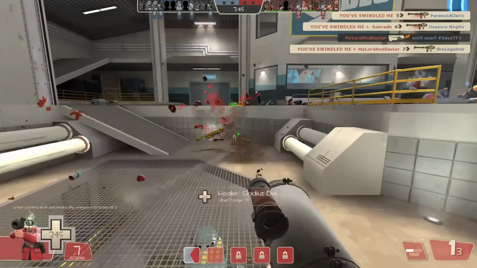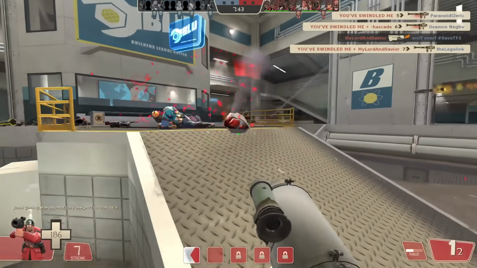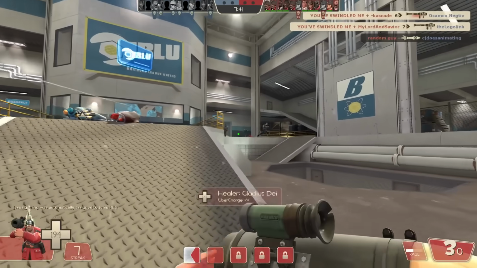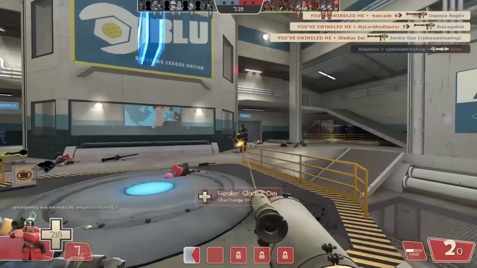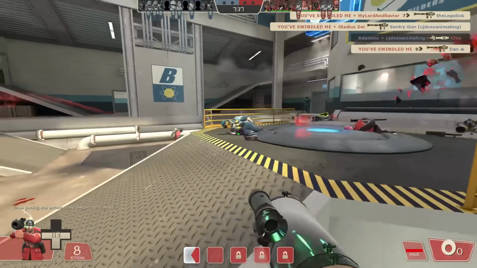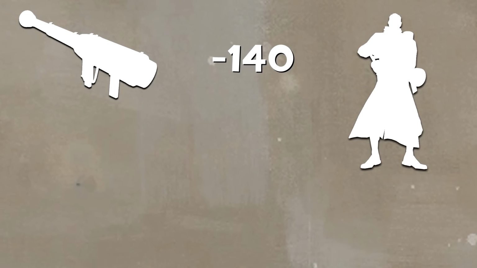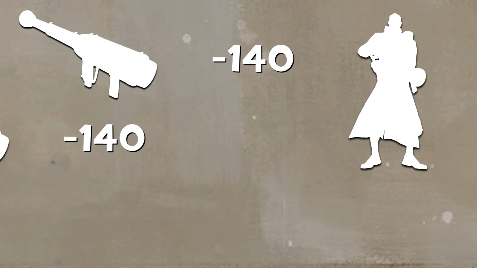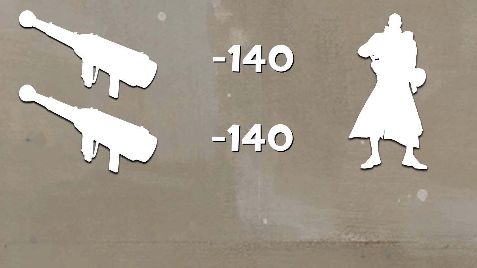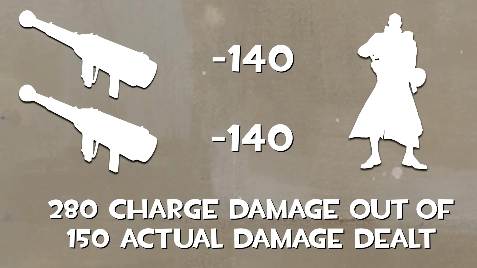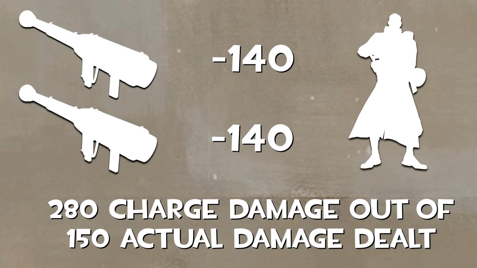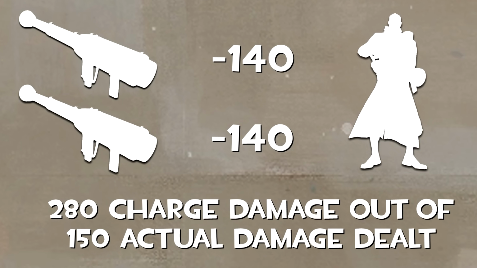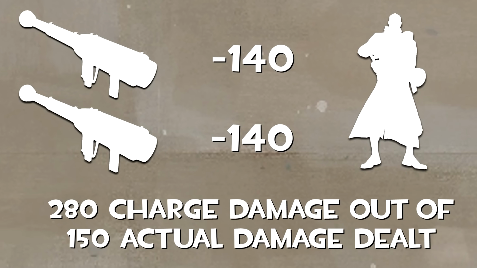In fact, you can even use the sheer amount of damage your normal rockets will do to your advantage by helping you charge up your buff banner even quicker against single targets. Let me give you an example. Say you hit a medic with a 140 damage rocket, leaving him at 10 health. If you hit him with another 140 damage rocket, then you've just charged up 280 damage worth of your buff banner against one 150 health target. And that's almost half of your charge.